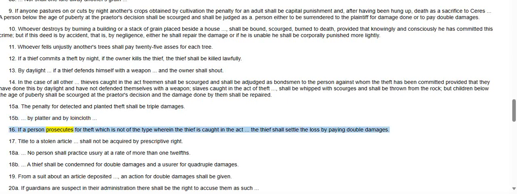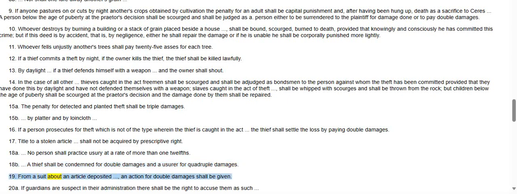16. If a person prosecutes for theft which is not of the type wherein the thief is caught in the act, the thief shall settle the loss by paying double damages. 17. Title to a stolen article shall not be acquired by prescriptive right. 18a. No person shall practice usury at a rate of more than 1/12. 18b. A thief shall be condemned for double damages and a usurer for quadruple damages.